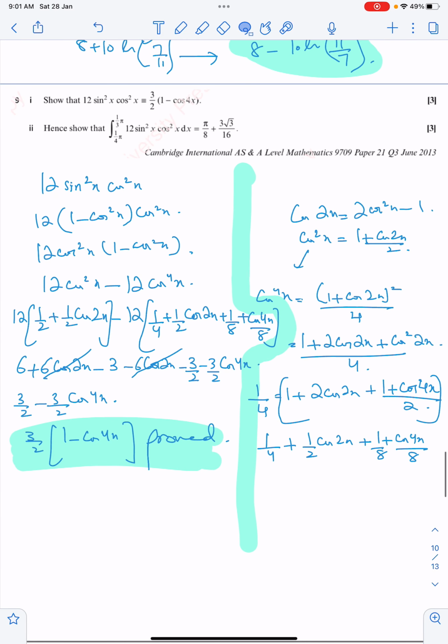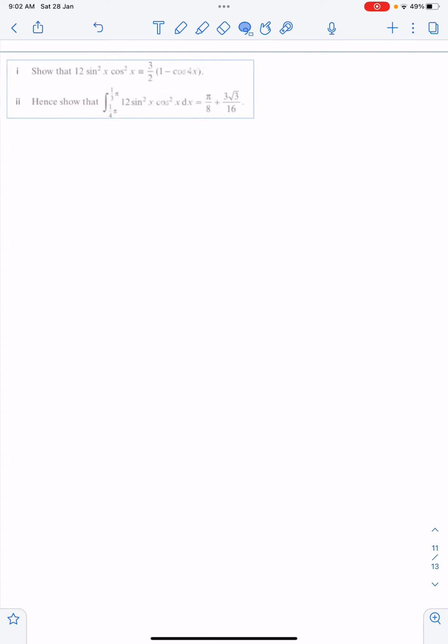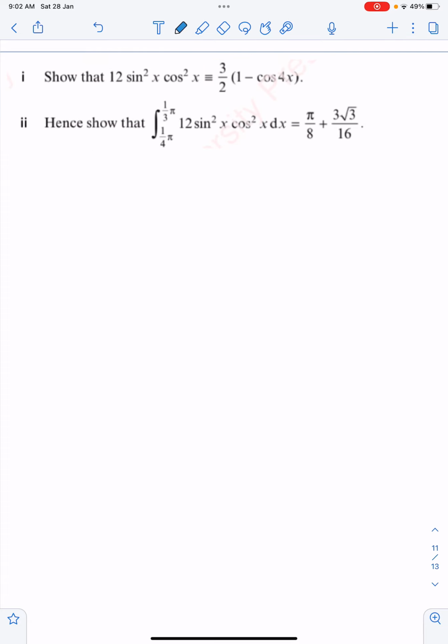Second part, I'm just doing it again. I'm copying the question again down here. Hence show this. In place of this thing, I'm writing this whole thing. So 3 upon 2 minus 3 upon 2 cos of 4x, integration of this dx. And the boundaries are pi by 3 and pi by 4.